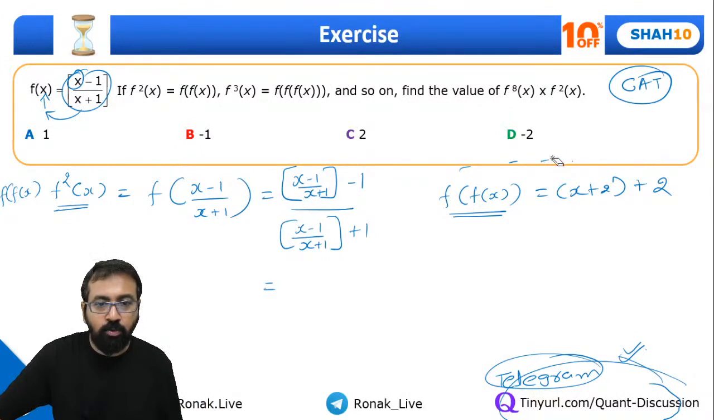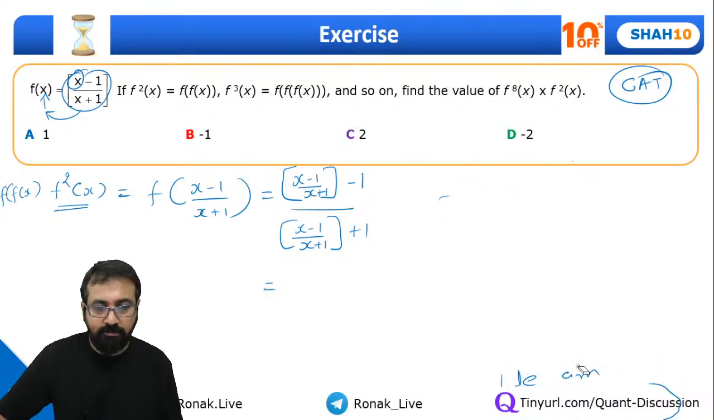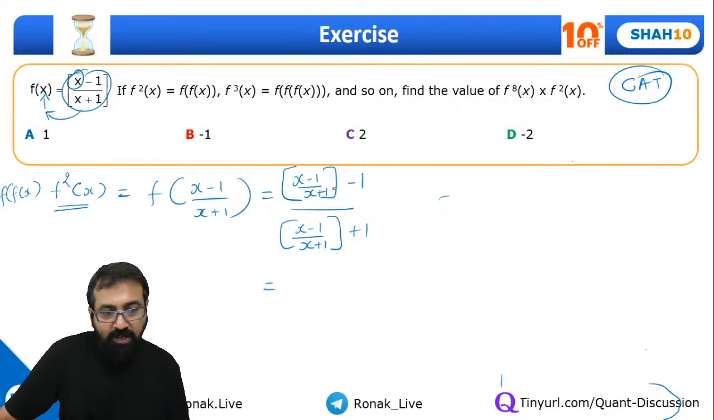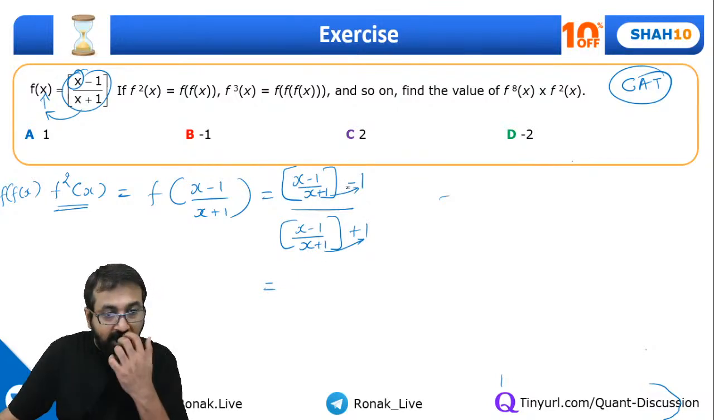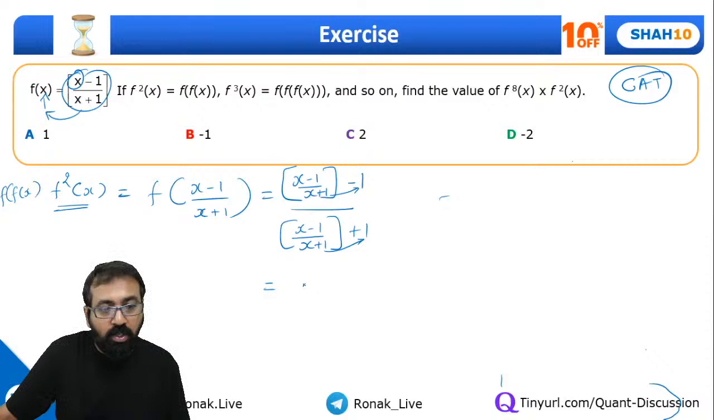Quickly find out this value. I'm sure all of you will be solving over here. Let me just erase this part, everyone. Yeah. If I solve this, this x plus 1 will multiply over here and this x plus 1 will multiply over here. So I'll be left with x minus 1 minus x minus 1. So it will come out to be minus 2 upon x plus 1.